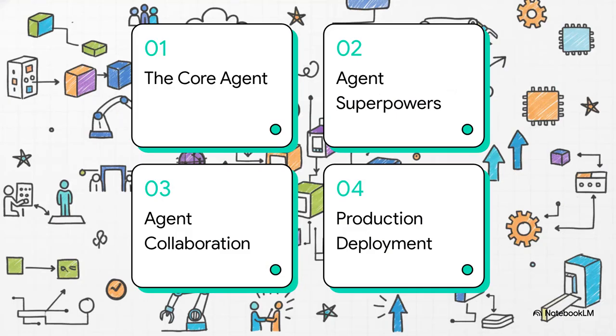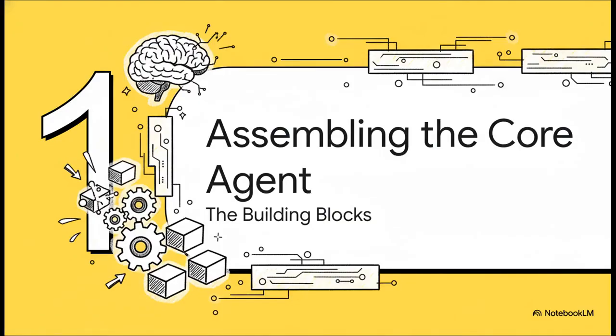So, here's the game plan for today. We're going to follow a pretty logical path, basically the journey a developer would take. First, we'll assemble the core agent itself. Then we'll give it some superpowers with tools. After that, we'll get agents talking and working together. And finally, we'll cover how to deploy the whole thing so it's ready for production. All right, let's get into it.